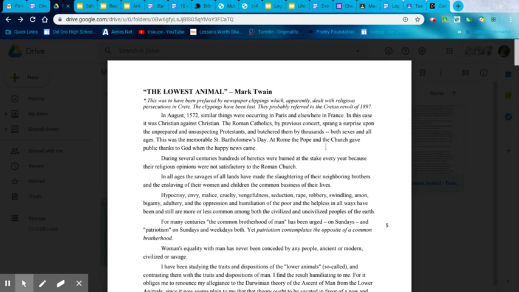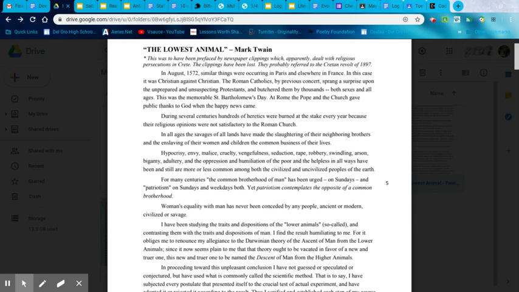This is obviously ironic, because why would the Church be happy about Christians fighting Christians and killing each other? So satirical right there, making fun of how Christian people should be peaceful, but they're not.